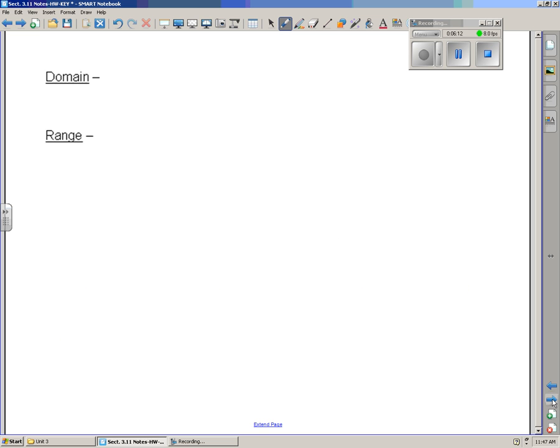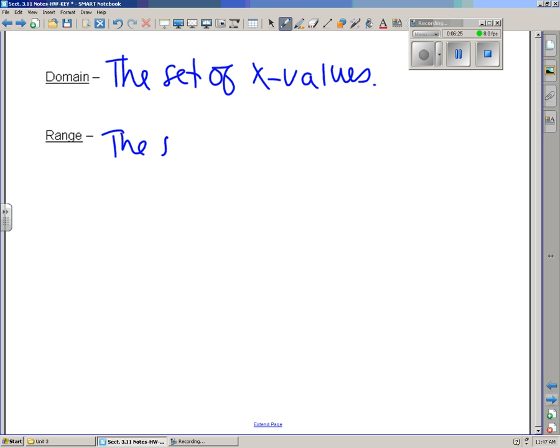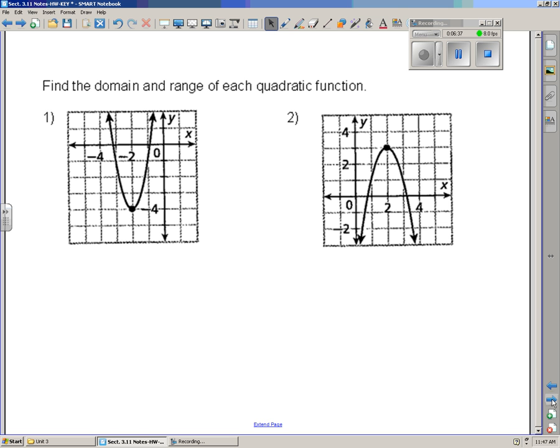The next thing we have to determine is domain and range. Don't forget that the domain is always going to be the set of x values. The range is the set of y values. So when we look at this graph, and it's kind of hard to tell here because we don't have the table of values, but I could go on forever and ever on my x values and always get an answer when I plug something into a quadratic equation.